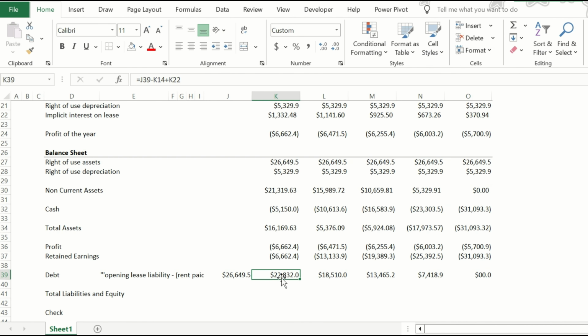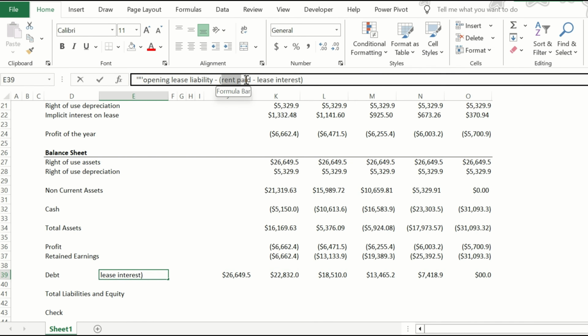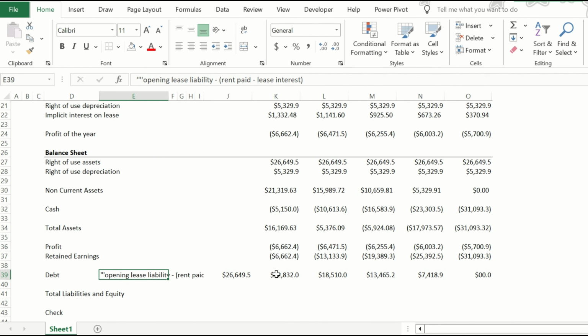Let me repeat it again. Your lease liability is, let's say, your principal amount. You are reducing your principal amount by a number equivalent to what you're actually paying as rent minus lease interest, because a portion of what you're paying is equal to the lease interest. So this is how we do it.